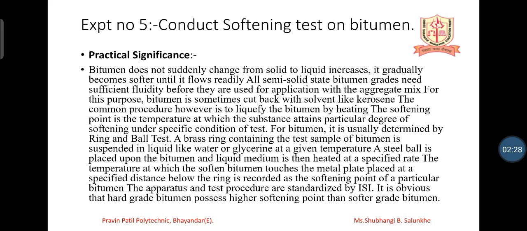A steel ball is placed upon the bitumen and the liquid medium is then heated at a specific rate. The temperature at which the softened bitumen touches the metal plate placed at a specific distance below the ring is recorded as the softening point of that bitumen. The apparatus and the procedure are standardized by ISI. It is observed that hardened grade bitumen possesses a higher softening point than softened grade bitumen.